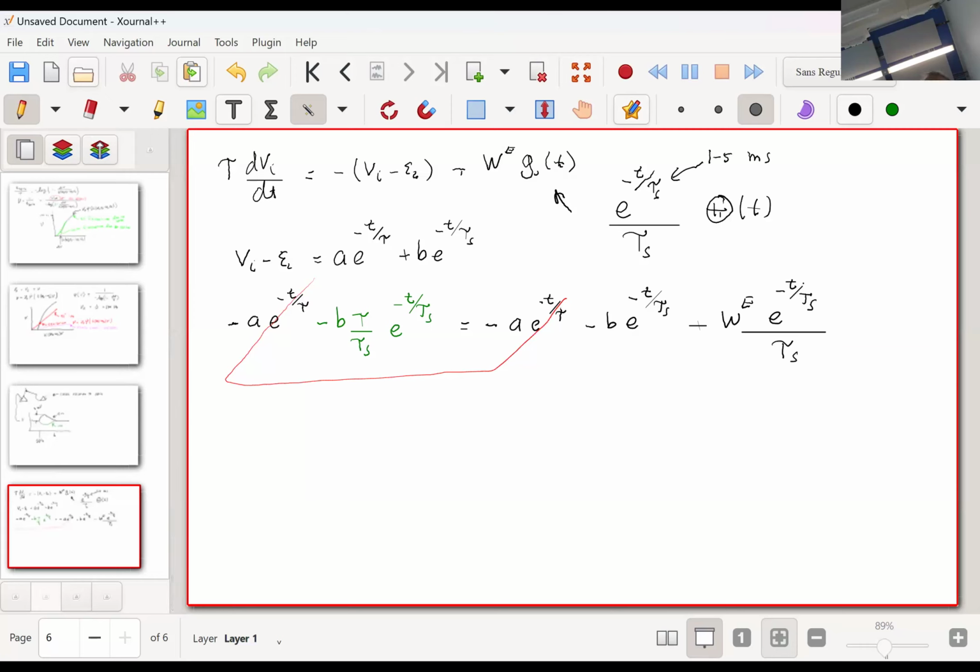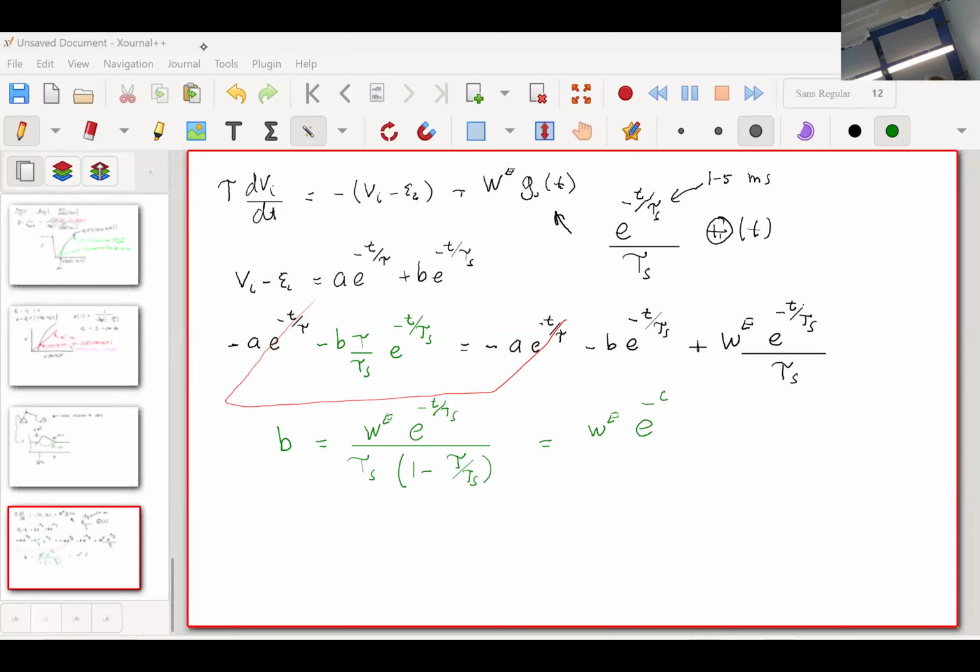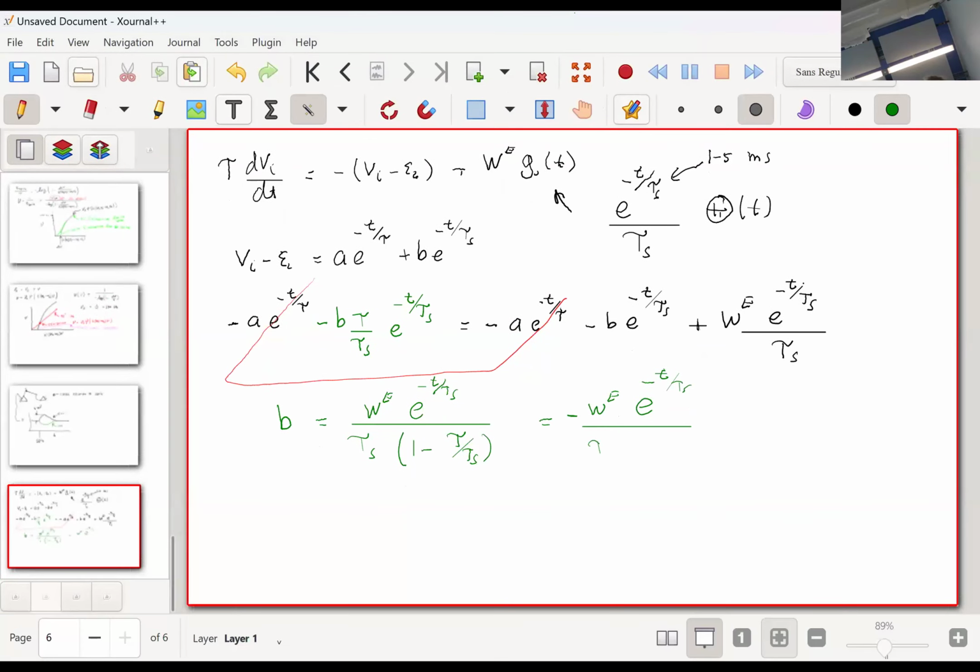And when we solve for b, back to green, we get b is equal to we e to the minus t over tau s divided by tau s times 1 minus tau s, which we'll write we, should use a subscript e, e to the minus t over tau s divided by, it's actually a minus sign, tau minus tau s.